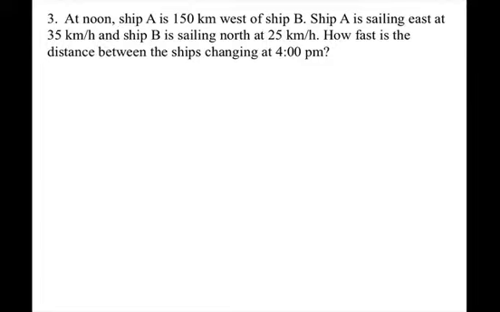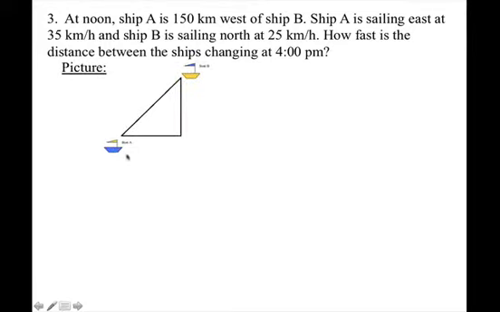Number 3, at noon, ship A is 150 kilometers west of ship B. Ship A is sailing east at 35 kilometers per hour, and ship B is sailing north at 25 kilometers per hour. How fast is the distance between the ships changing at 4 p.m.?